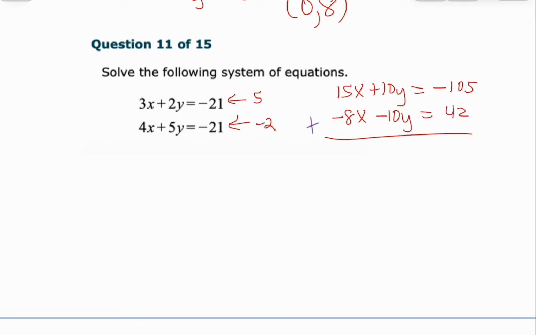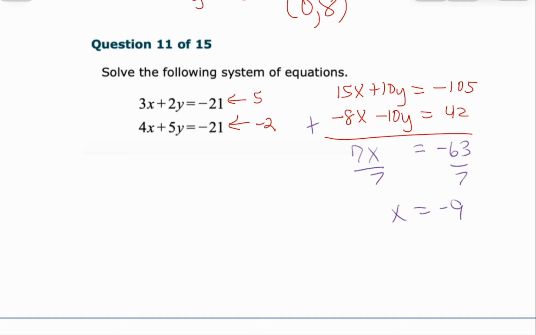Now when I do that, 15 minus 8 is 7x. Y's are gone. Negative 105 plus 42 is negative 63. Divide by 7, x is negative 9. Now, we're not done.